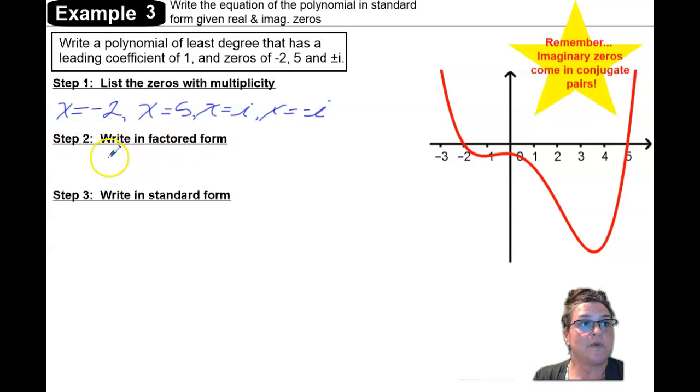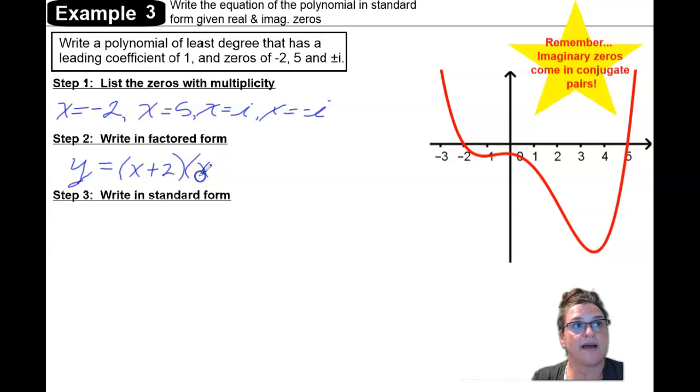So step 2, we want to write that polynomial now in factored form, and it said the leading coefficient was 1. So we have y equals x plus 2, that's our factor that corresponds to the 0 of x equals negative 2. Then we'll have a factor of x minus 5 corresponding to our 0 of x equals 5. We'll have a factor of x minus i corresponding to our 0 x equals i, and then a factor of x plus i corresponding to its conjugate, negative i.